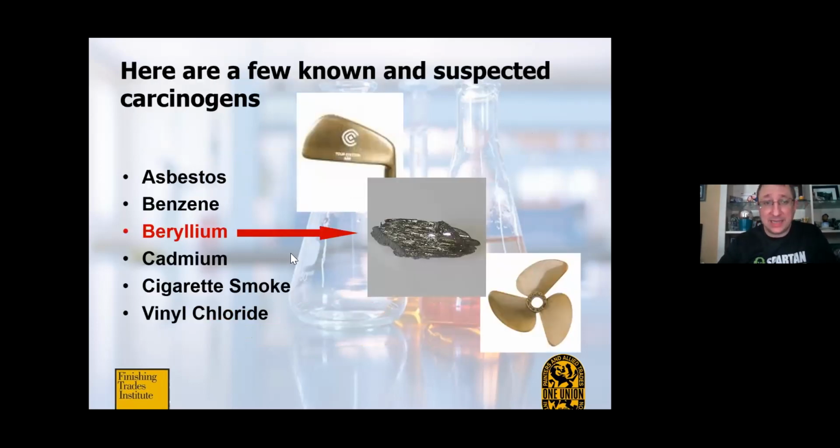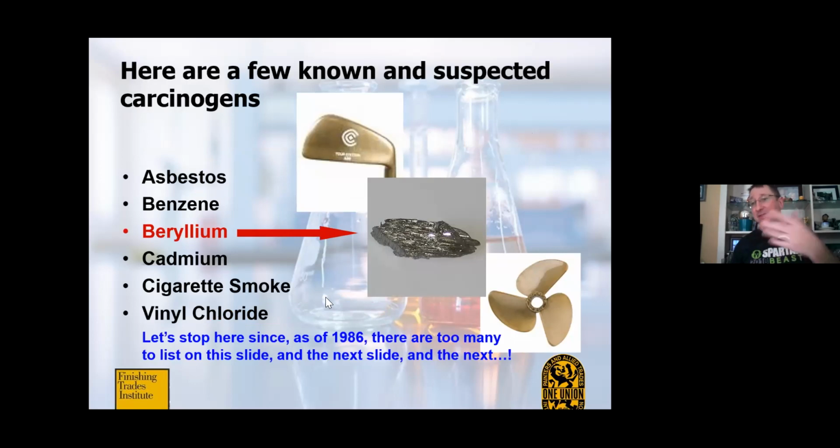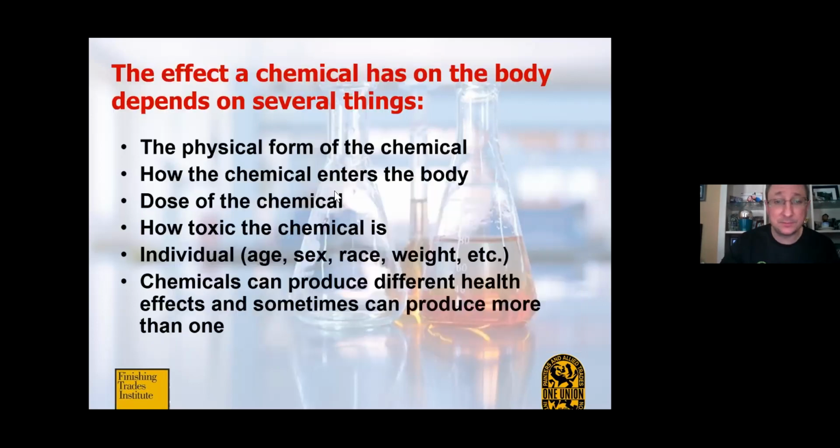Here's just a couple examples: asbestos, benzene, beryllium, cadmium, cigarette smoke, vinyl chloride. But I could fill up slide after slide after slide. There are so many carcinogenic compounds that we know of right now that we work with. It would take up a class just to talk about those.